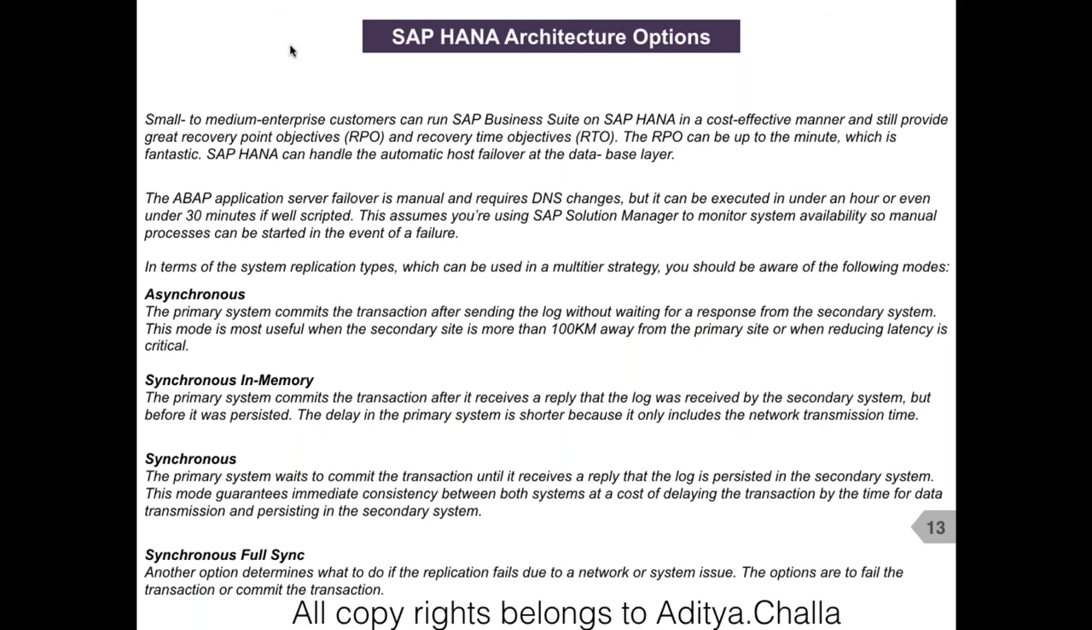Small to medium enterprise customers can run SAP Business Suite on HANA in a cost-effective manner, and still get recovery point objectives and recovery time objectives. That means small and medium customers can also run SAP HANA cost-effectively. When we come to recovery point objectives, you can update every piece of information minute to minute into the system. SAP can handle automatic host failovers for all the database layers. The application server failover is manual and requires DNS changes, but it can be executed in under an hour or even 30 minutes if it's well scripted.